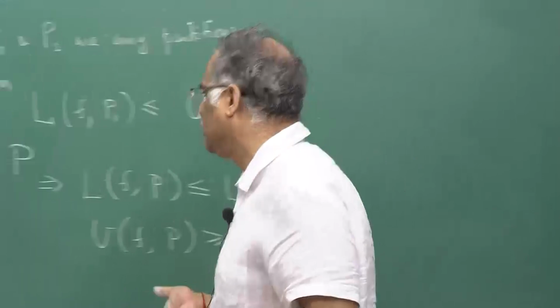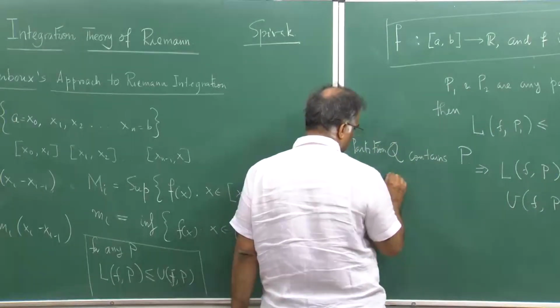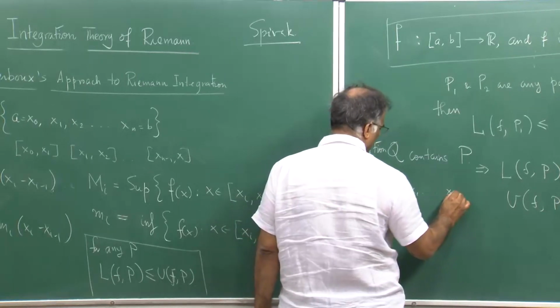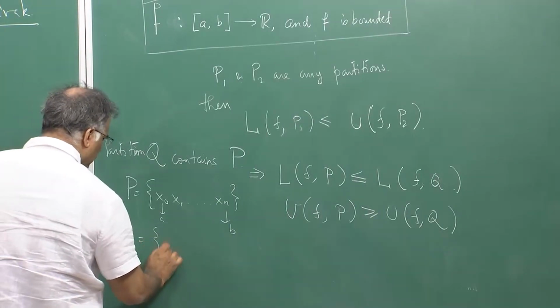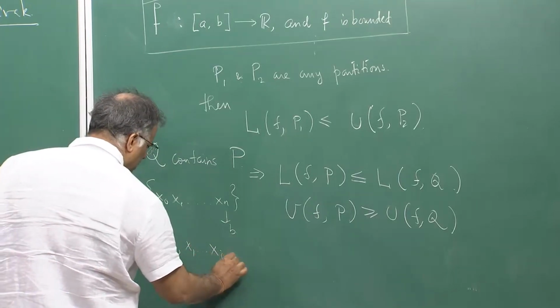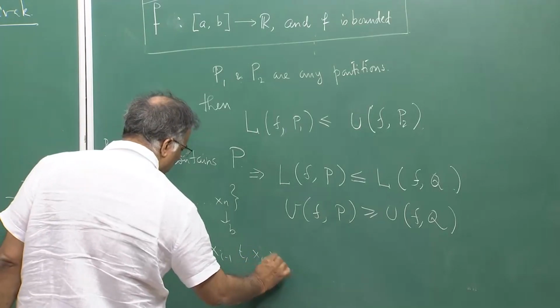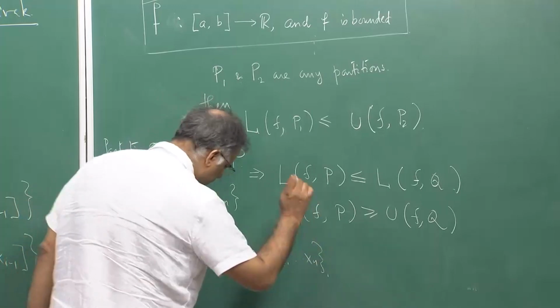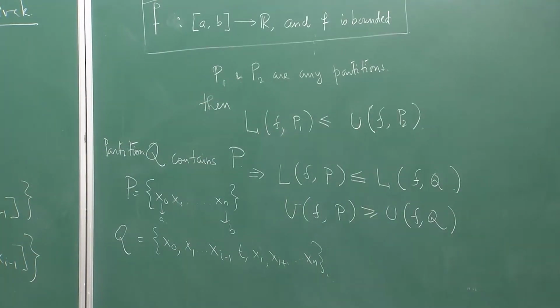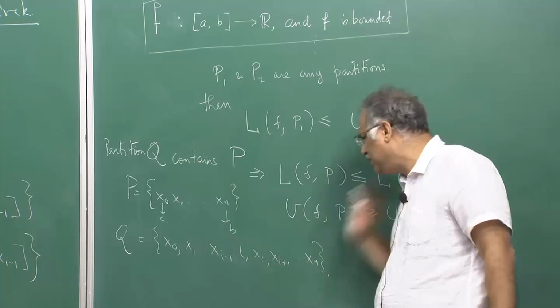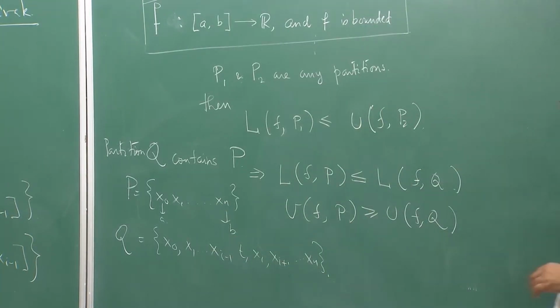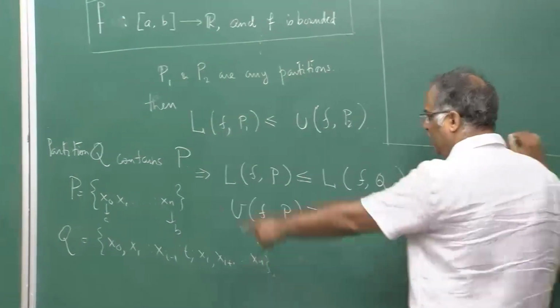So how am I going to prove this fact? The first step is just an induction procedure. So the first step is to take P as x0, which is A, x1, up to xn, which is B. So take Q to be x0, x1, up to xi minus 1, t, xi, xi plus 1, up to xn. Just one point more. In between xi minus 1 and xi, I just added one more point t. So all the points of P are also in the partition Q. Now what would happen? So what is your LPF of Q?